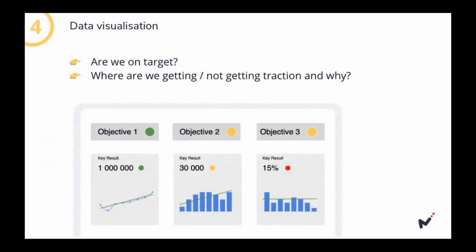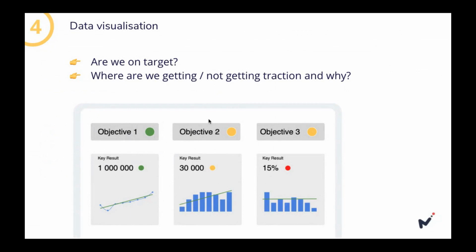Okay, so the fourth piece to this is the data visualization side. The two questions that we want to ask are, are we on target? You can start seeing now how OKRs use RAG, red, amber, and green. You have objectives at the top, and then you have key results at the bottom. We only have one objective per journey. So at awareness, we have one objective. For consideration, we have one objective, but we have multiple key results to drive that objective.